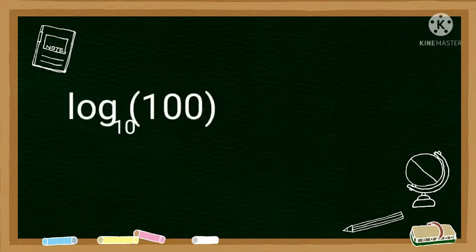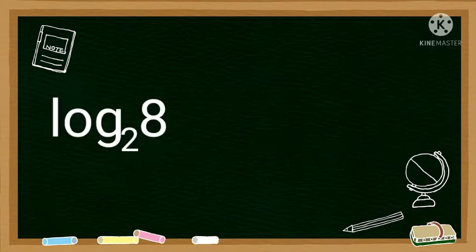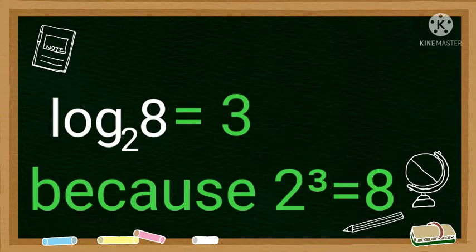Let us evaluate logarithms. Log to the base 10 of 100. According to the definition of logarithm, this must be equal to the value that the base 10 must be raised to yield 100. As we know that 10 squared equals 100, log to the base 10 of 100 equals 2. In another example, let us have log to the base 2 of 8. We have to find the value that the base 2 must be raised to yield 8. As we know that 2 cubed equals 8, log to the base 2 of 8 equals 3.